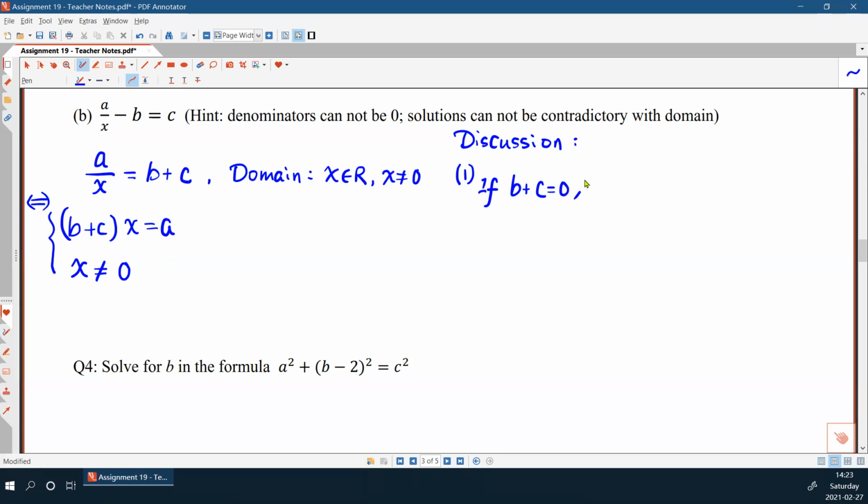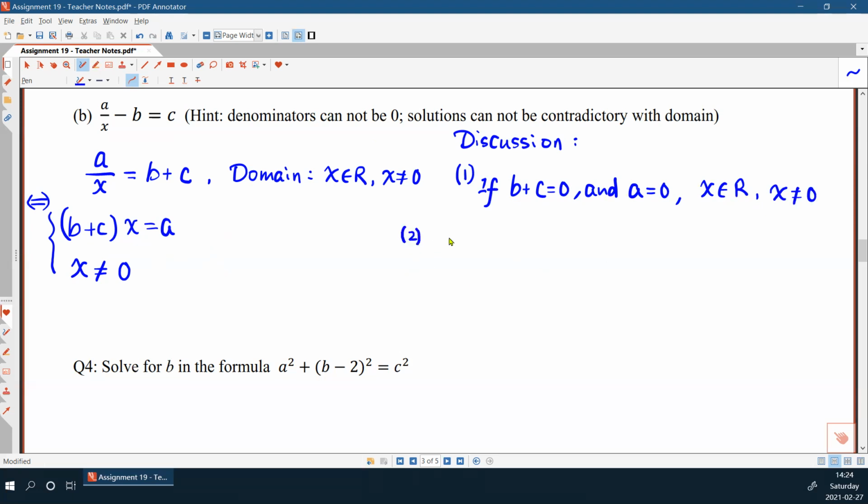So at the same time, if a is also 0, what is the solution there? That means 0 equals 0. So no matter what x is, this equation holds itself, right? But remember that x cannot be 0. So the solution under this circumstance is x could be any real value except x cannot be 0, right?